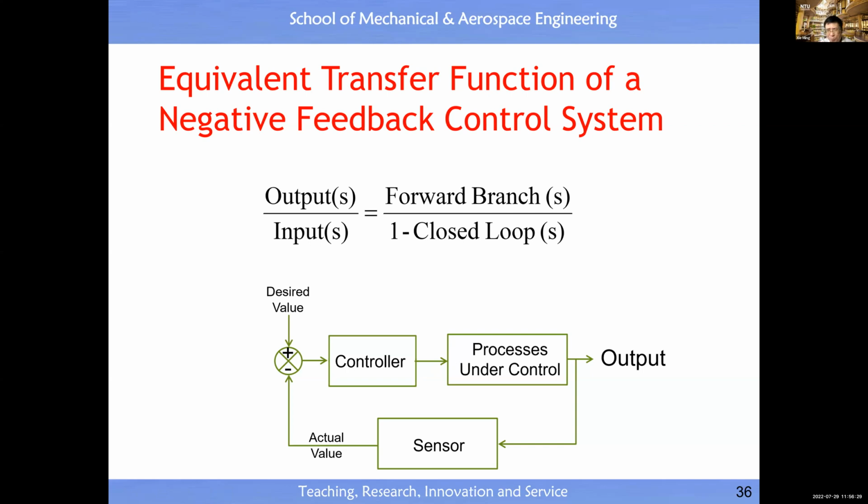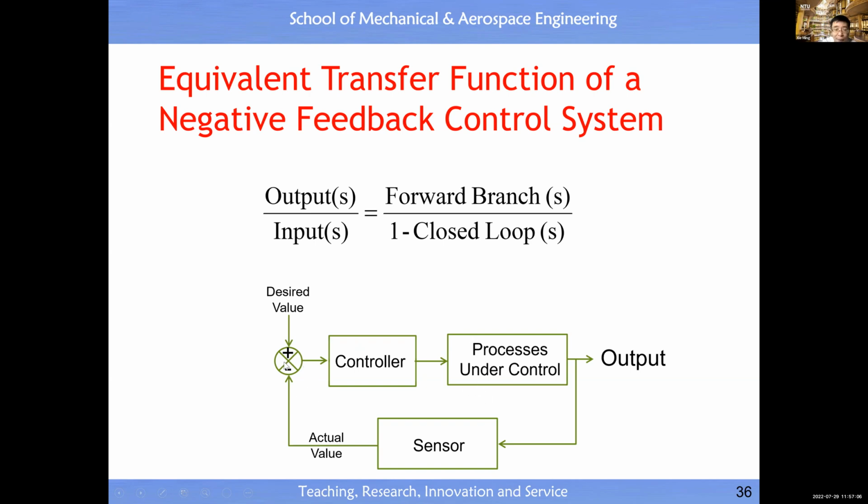With this standard loop, what should be the equivalent transfer function? This is the first equation you need to remember. The answer is: the transfer function of a closed loop equals the Laplace transform of the forward branch, divided by 1 minus the Laplace transform of the loop transfer function. It's quite easy. Since we know the transfer function of each block, just multiply them together. Then the loop is this one times this one times this one.